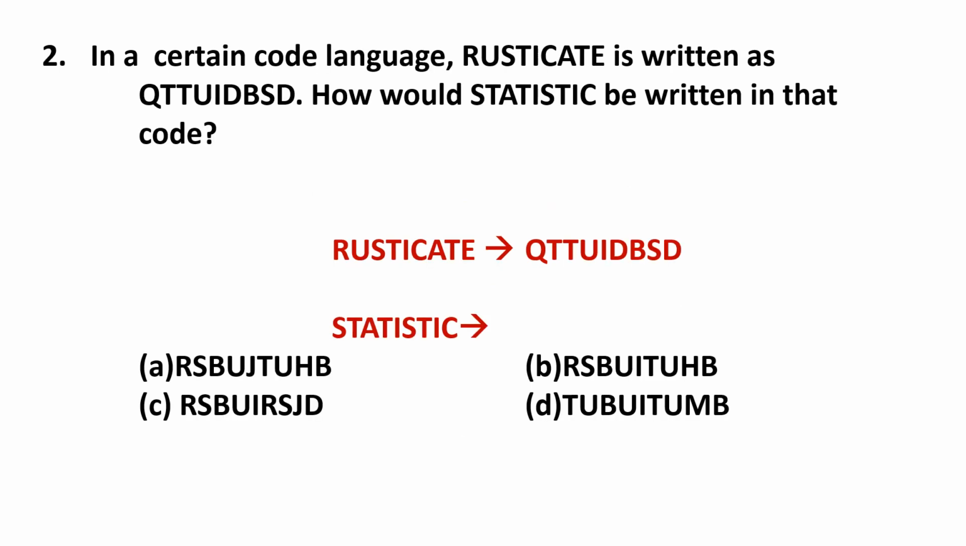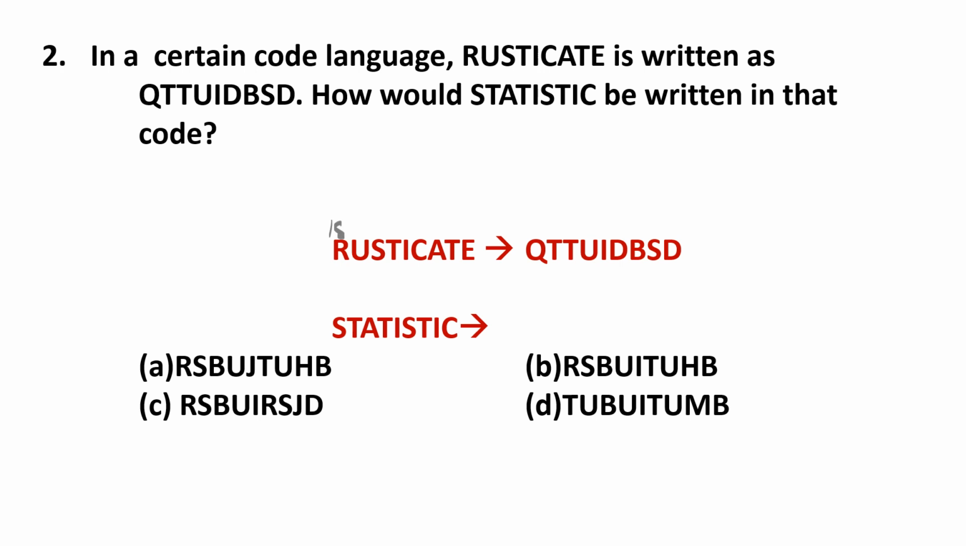In a certain code language, rusticate is written as QTTUIDBSD. How would statistic be written in that code? Now write in this format. Rusticate is written as QTTUIDBSD. Now again write the positions.